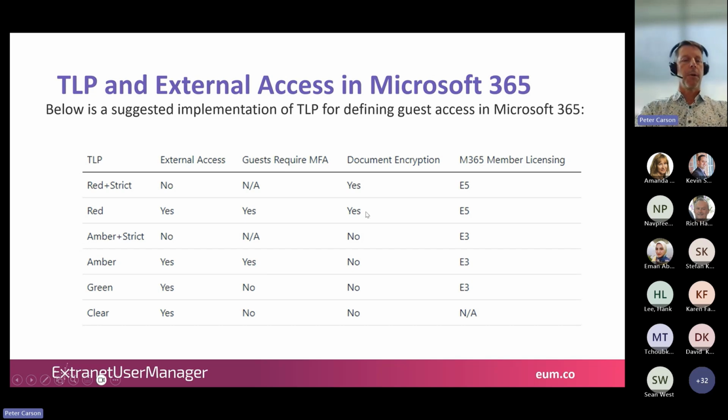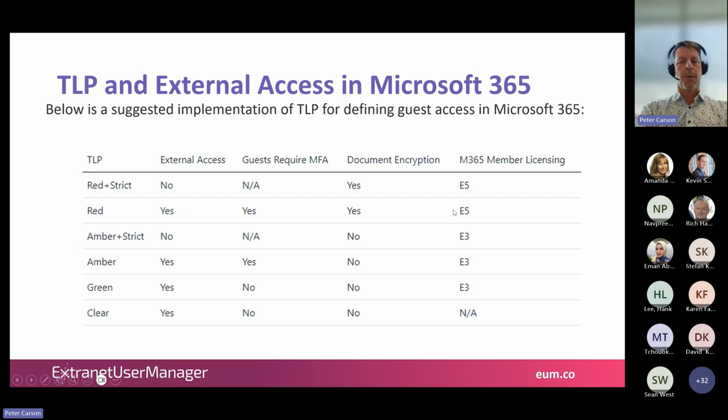And do we need document encryption? You could argue that we don't want the red strict versus red label. Red just means it can't be externally shared, but everything at the amber level should be encrypted as well. So don't consider this a Bible. It's more of a guide to say, here's a starting point, here's a framework that you can use from that point of view. Even the licensing on the right-hand side here is not hard and fast.